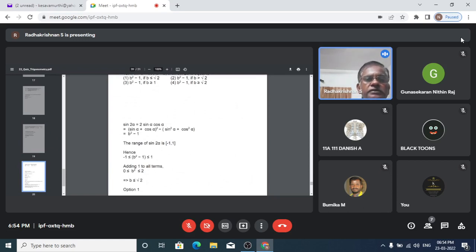If you look at options 1, 2, 3, 4, all the options are b square minus 1. Only the range they have given differently. So what is the correct range? Like Nitin said, the range of sin 2 alpha is minus 1 to 1. So b square minus 1 has range minus 1 to 1. So you add 1 to all the terms, you get b square's range will be 0 to 2. So that means b is less than or equal to root of 2.